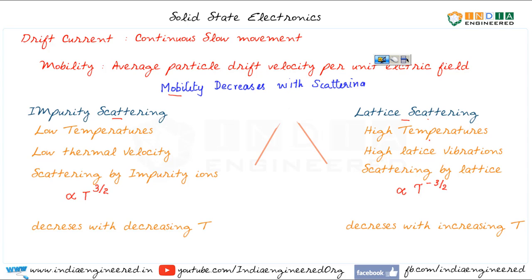So let's see the graph. At low temperatures, impurity scattering dominates, and there is a decreasing mobility with decreasing temperatures, proportional to T power 3 by 2. At high temperatures, due to lattice scattering, there is a mobility reduction, and mobility is proportional to T power minus 3 by 2. So these are the two main scattering events that affect mobility.